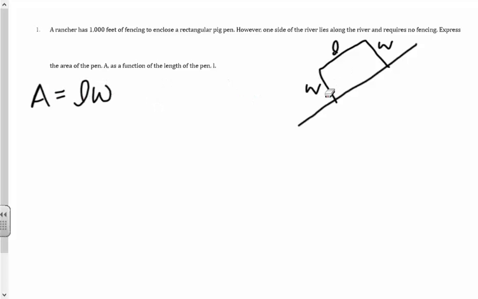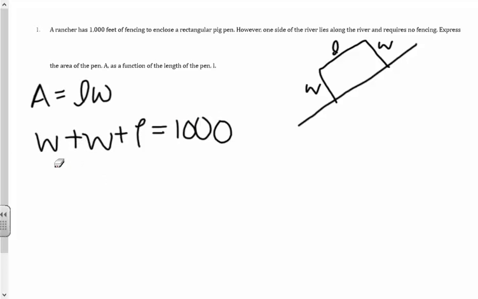That is one of those basic formulas we ought to know from a long time ago. And what's more, I know that we only have 1,000 feet of fencing. So in other words, the width plus the length plus the width again must equal 1,000 feet. Or in other words, twice the width plus the length equals 1,000.